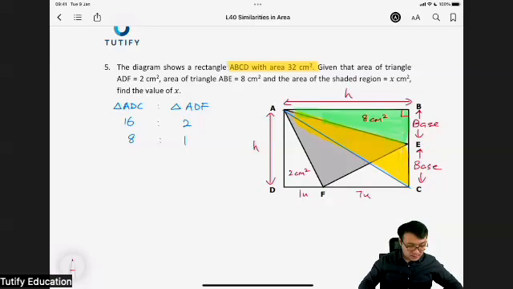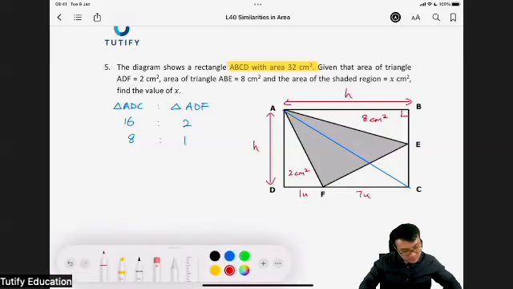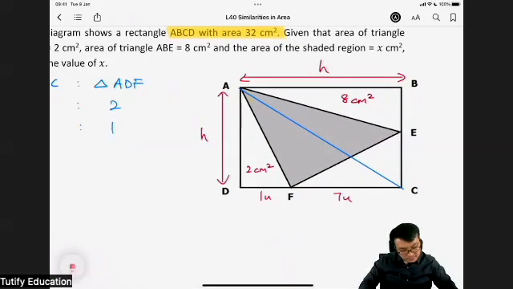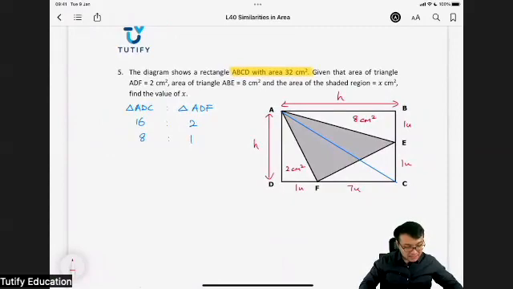The reason why the yellow triangle is 8 cm square is because half of the rectangle is 16. Then you minus the green triangle. The green triangle is 8. So it's 8. So both of them have the same area. If they have the same area, do you think they have the same base, Abby? Yes. Correct. They will have the same base. Very good. So now I already found 1 unit, 7 unit, and 1 unit, 1 unit.